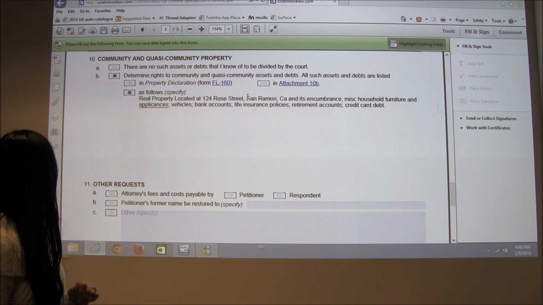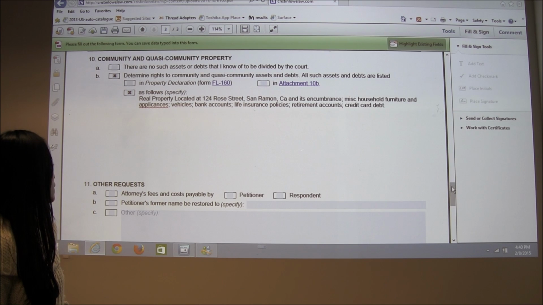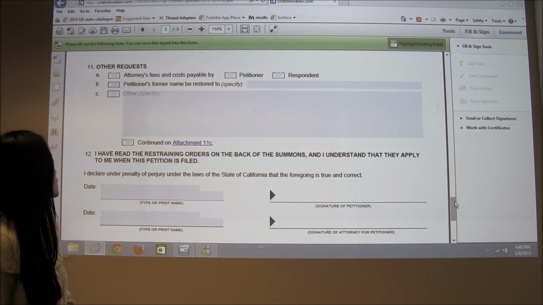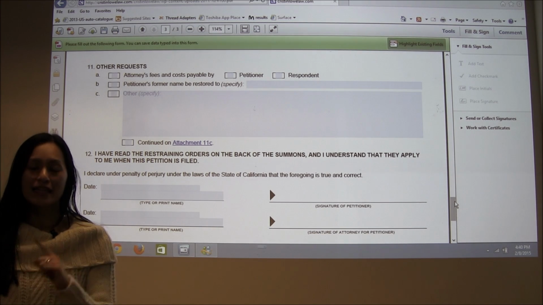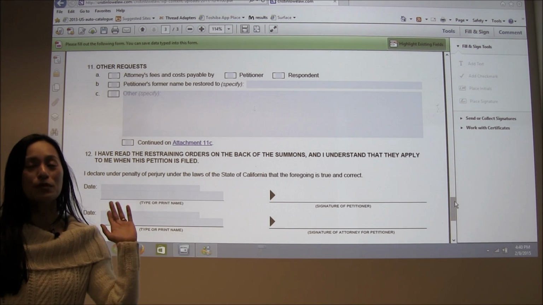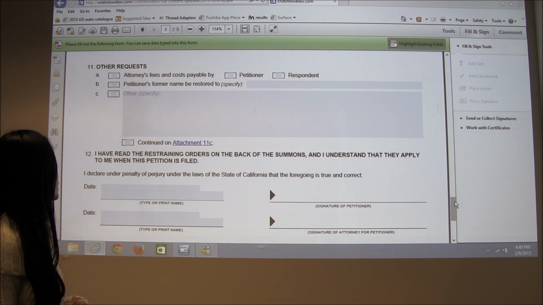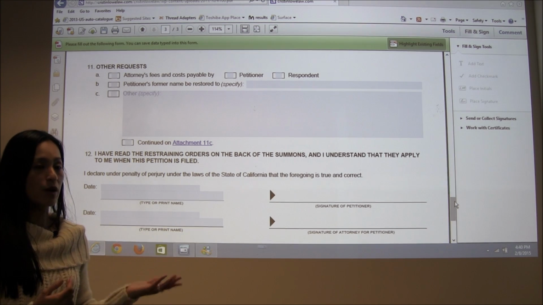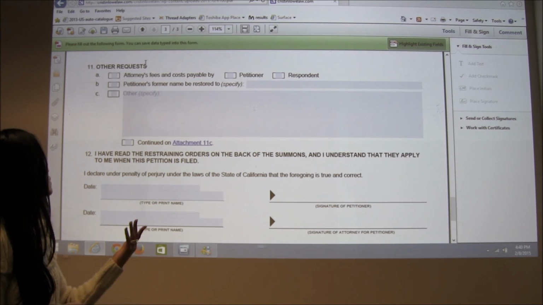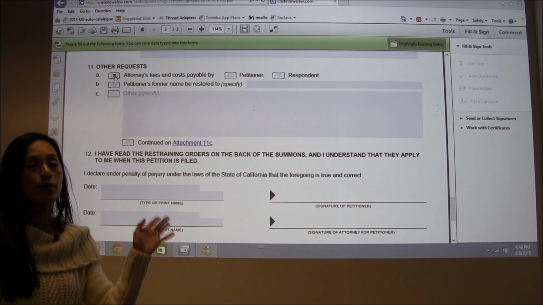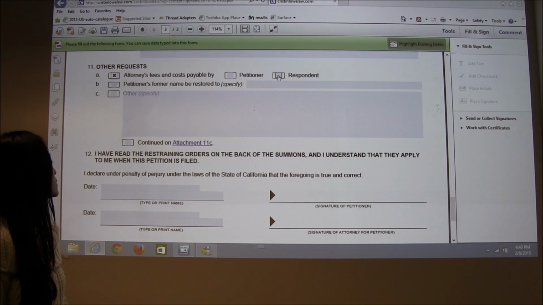All right, we're going to keep going down to number 11, which is other requests. And 11A, attorney fees and costs payable by who? And it goes back to that spousal support issue. So be careful when you read this and check the right box. So if you want attorney fees paid, and let's say John wants, because he wanted spousal support, he wants Jane to also pay attorney fees. So attorney fees and costs payable by who? By Jane, who's the respondent.